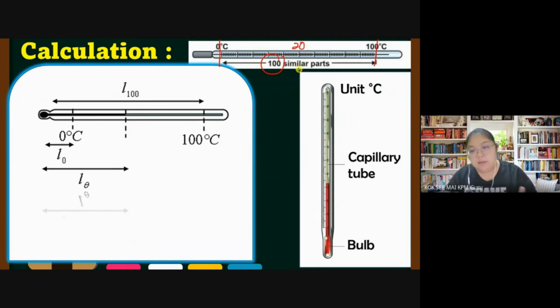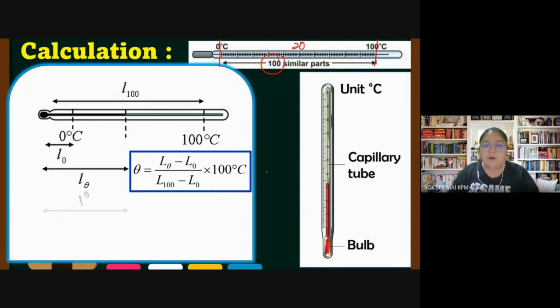Then after that, you need to do the calculation for the ratio. Okay, the formula is here: L data minus L0, over L100 minus L0, multiplied by 100 degrees Celsius. Because from 0 to 100, there are only 100 degrees Celsius, so we multiply with 100. So we get the temperature. This one only uses the ratio to do a calculation.